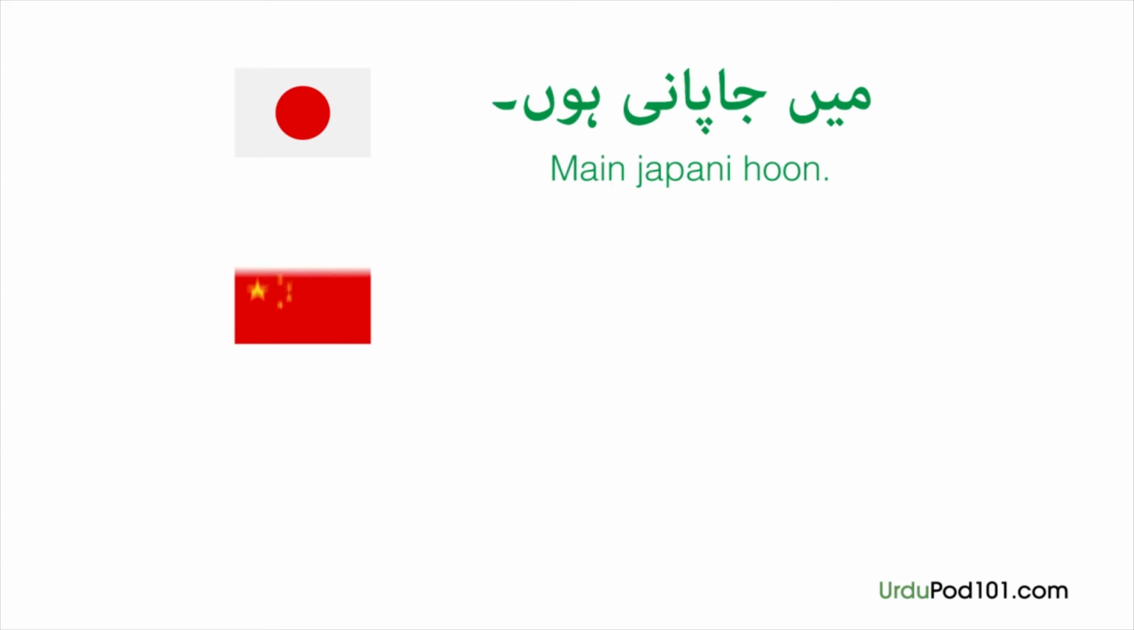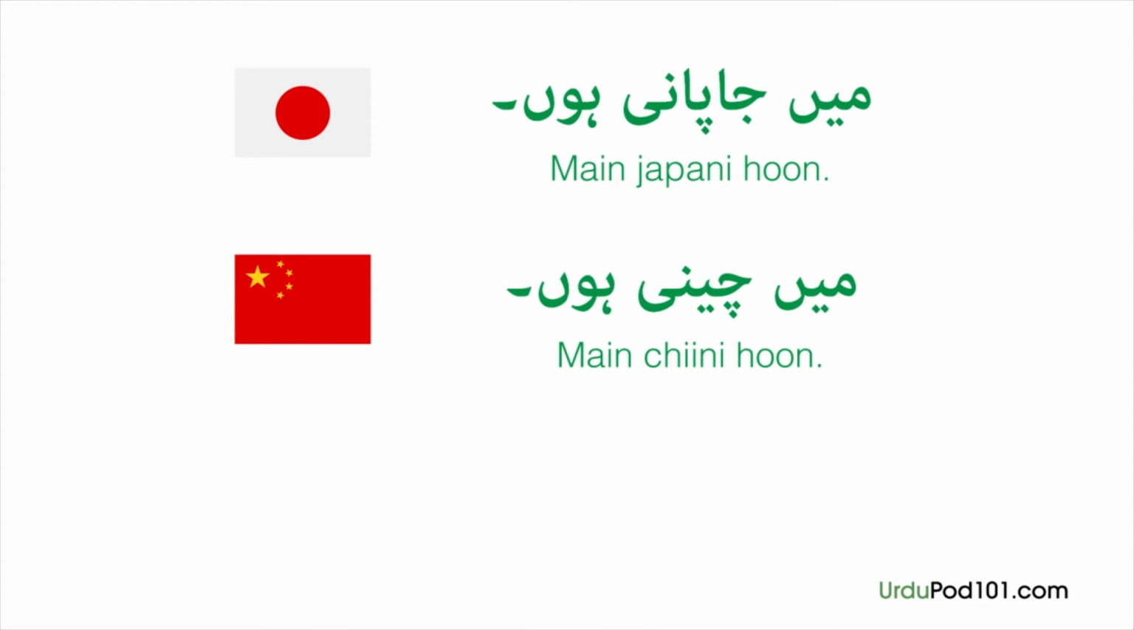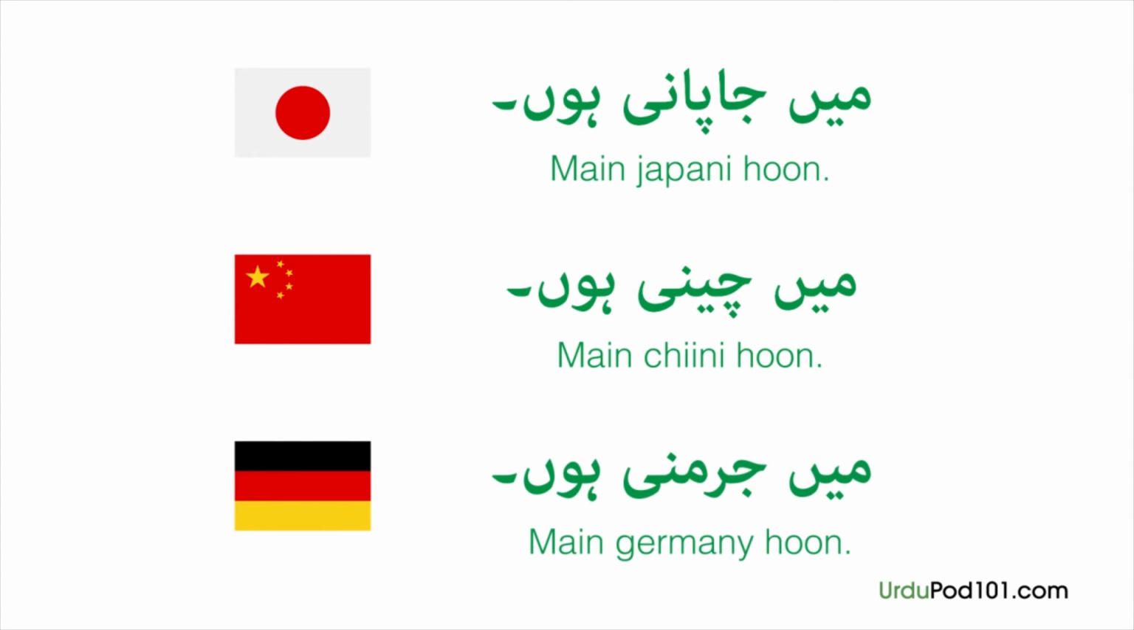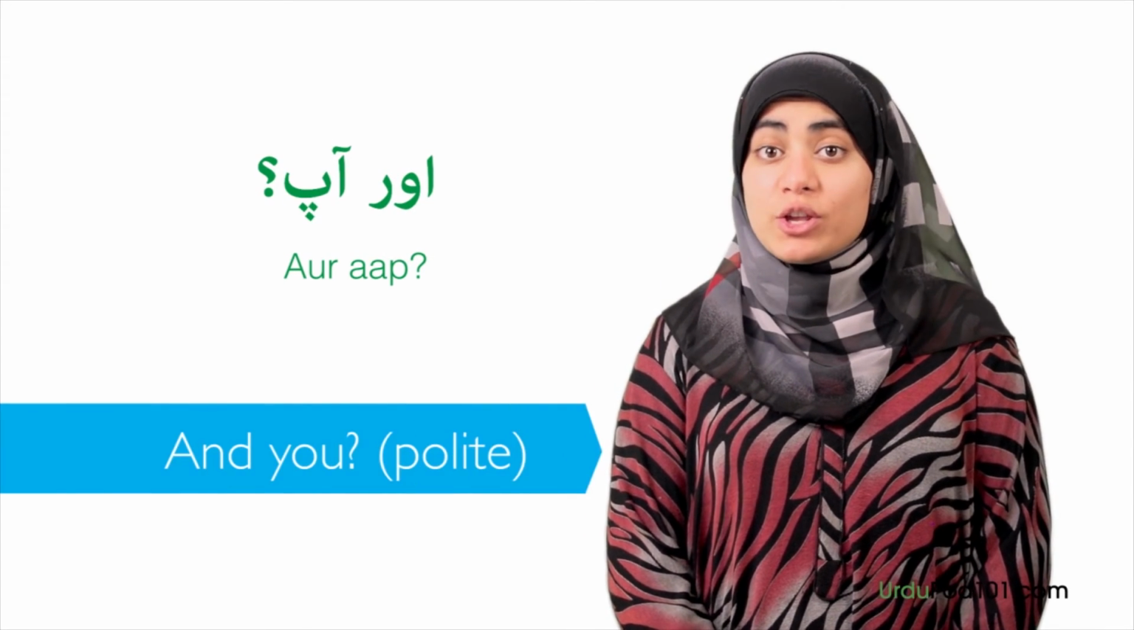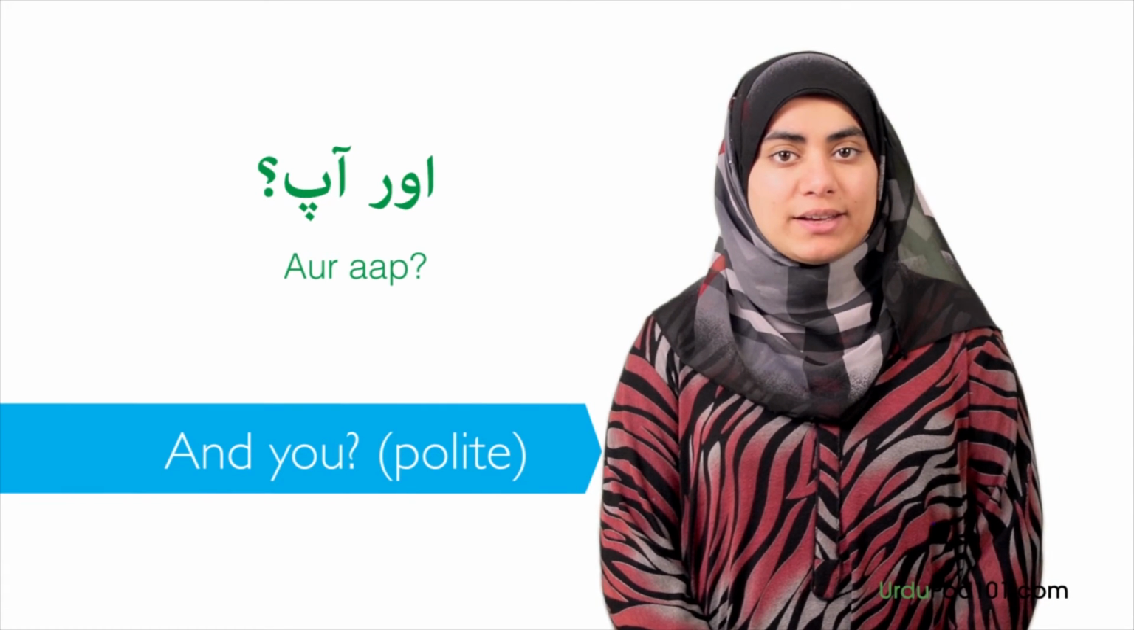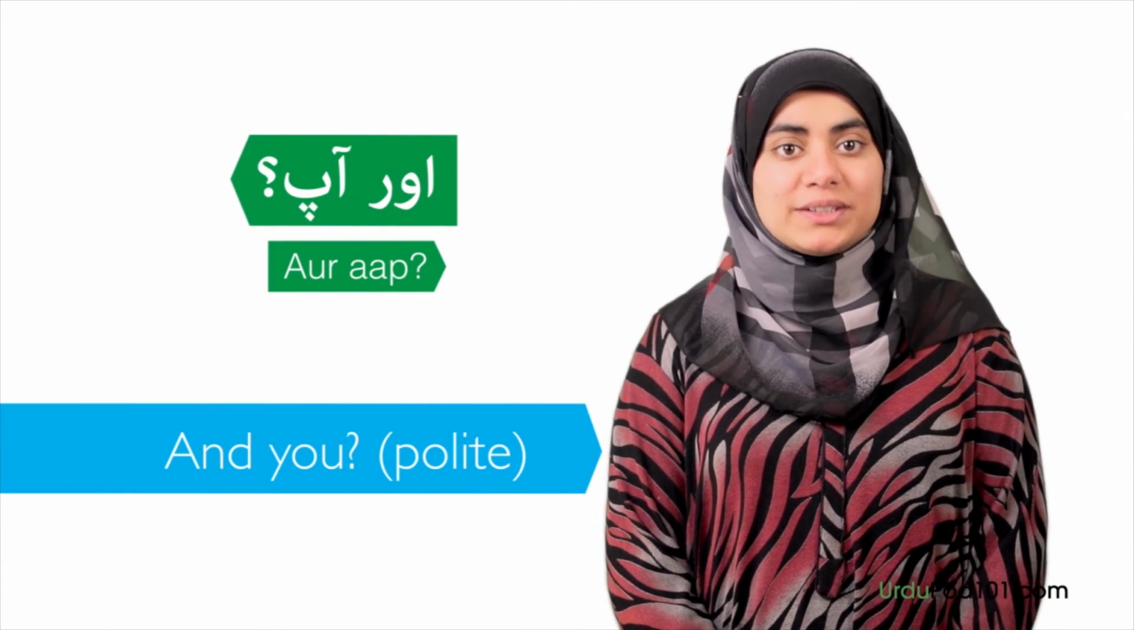If you are Japanese, you will say मैं जापानी हूँ. If you are Chinese, you will say मैं चीनी हूँ. If you are German, however, then the pattern would be different. You need to remove the Y at the end of the name Germany, so it will be मैं जर्मन हूँ. To return the question, you can simply say और आप, which is and you, in a polite way, or आप.